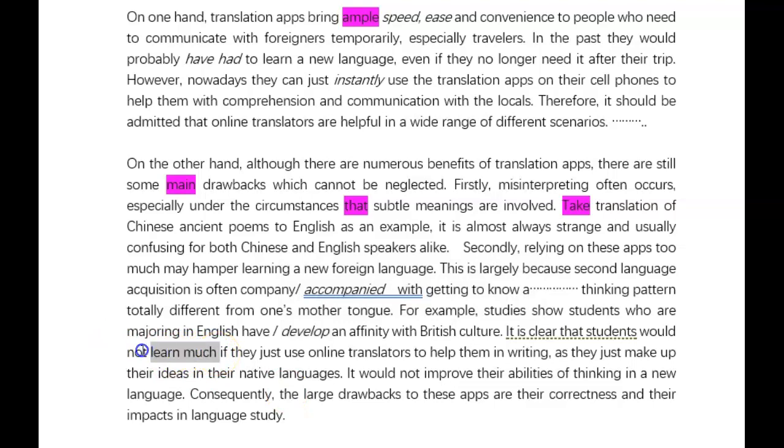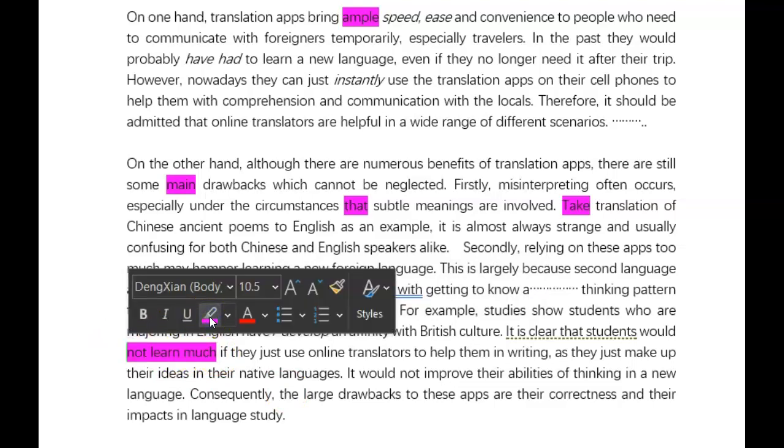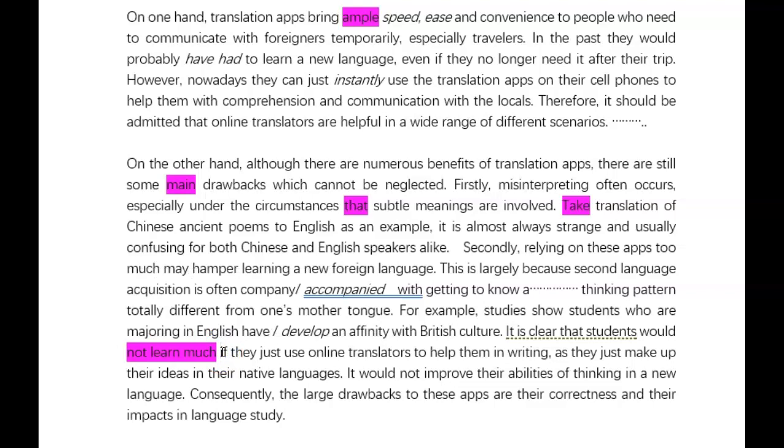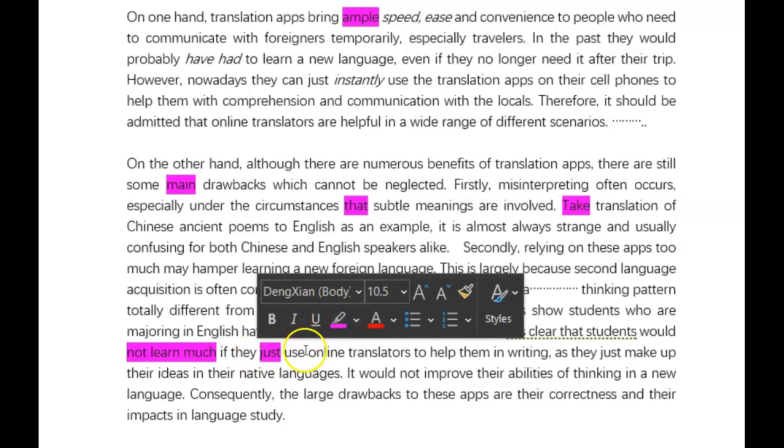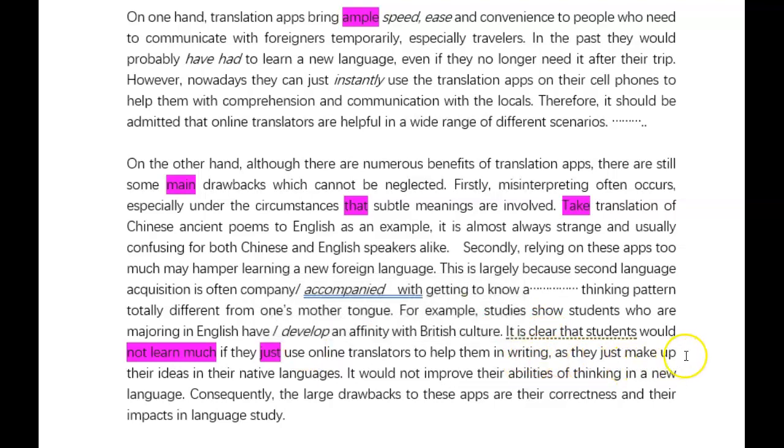Ooh, again, not very academic, that one. Would not learn as much or would not gain as much from their learning, or would not gain as much if they only, I'd use only instead of just, used the past tense, because again it's a conditional to help them in writing as they, again, watch out for these phrasal verbs. This is what I'm highlighting. Not learn much, just make up. Too informal. Yeah, you need to find a more academic way of saying this. Something in writing as they would only communicate ideas in their native language, would not improve their abilities of thinking in a new language.